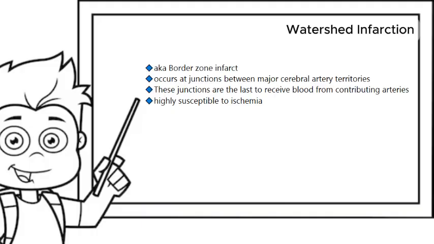Watershed infarctions are also known as border zone infarcts, and they occur in regions of the brain that lie at junctions between major cerebral artery territories. These regions are especially susceptible to ischemia because they're the last to receive blood flow from either contributing arteries. Let's talk a little bit about watershed infarct.